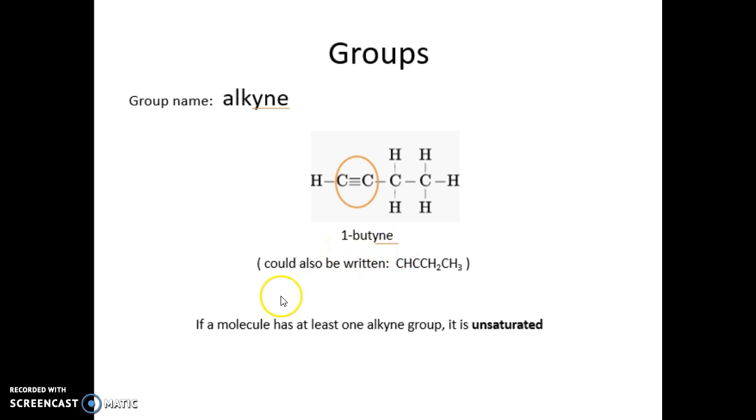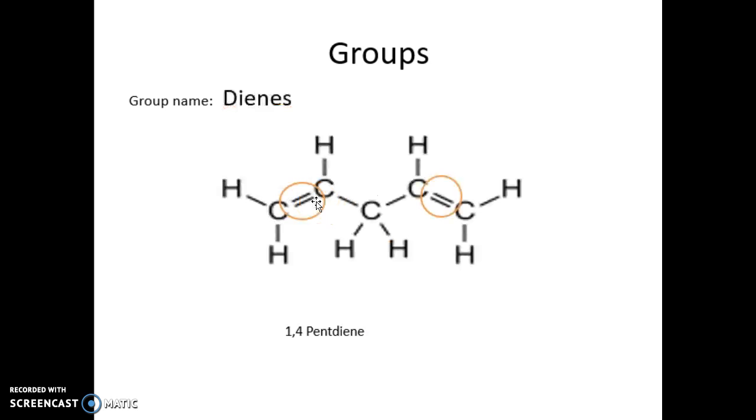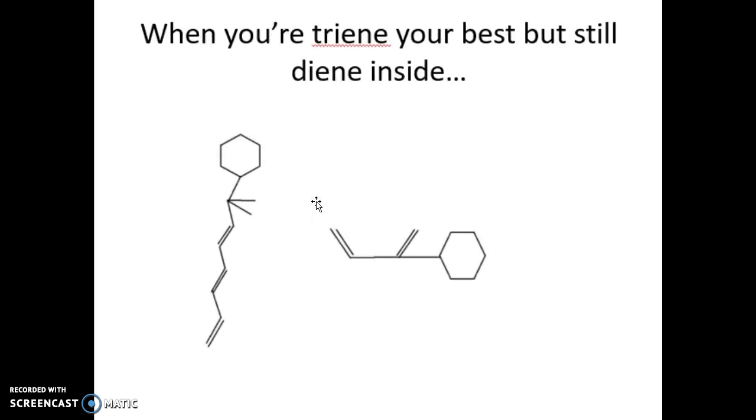Now all of these, including our alkenes, are unsaturated. Unsaturated means there's at least 1 double bond within those carbon to carbon molecules. Alkanes are the ones that are saturated because they're all single bonded.